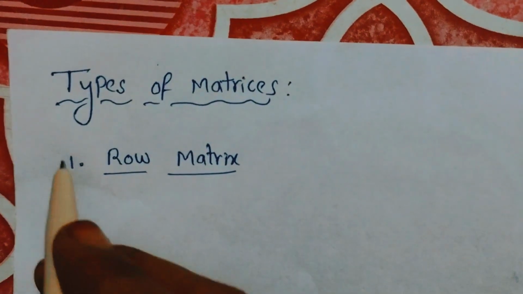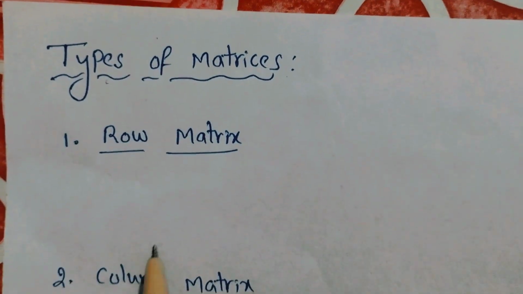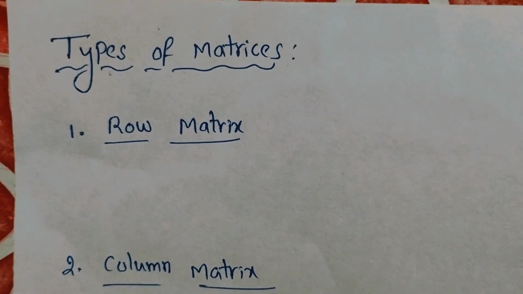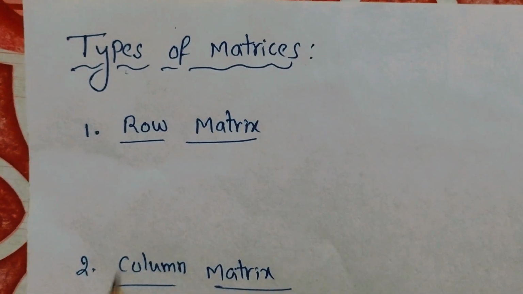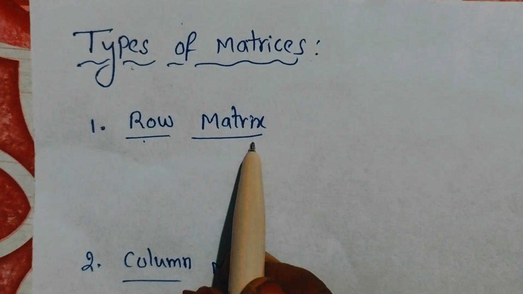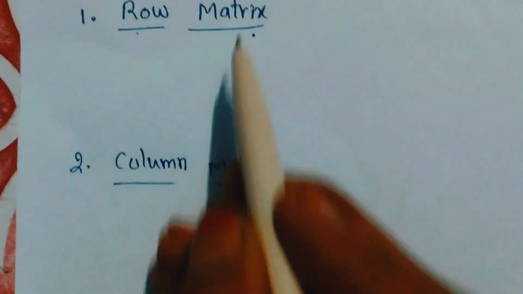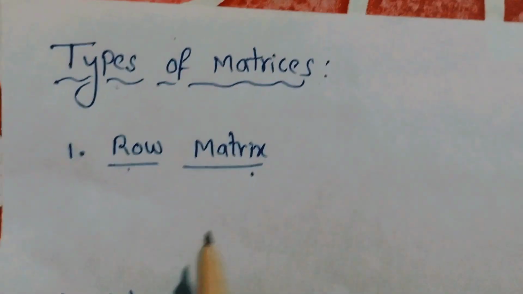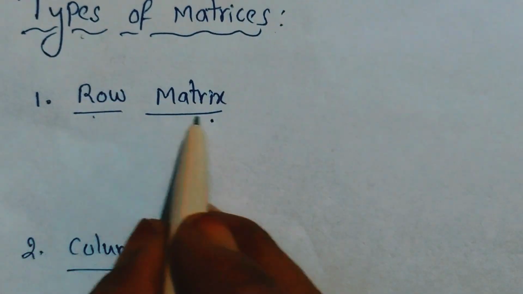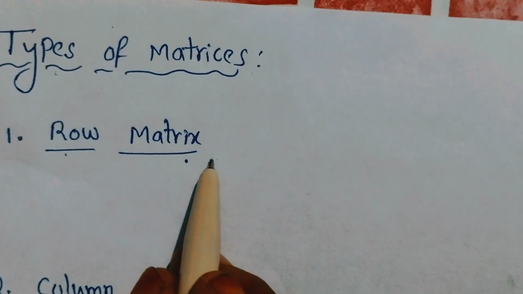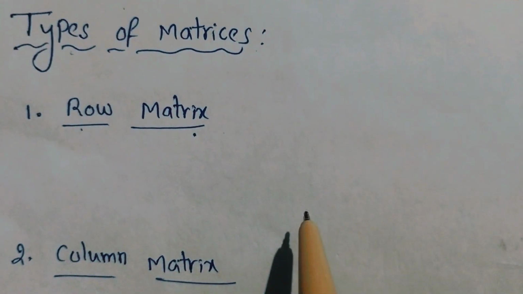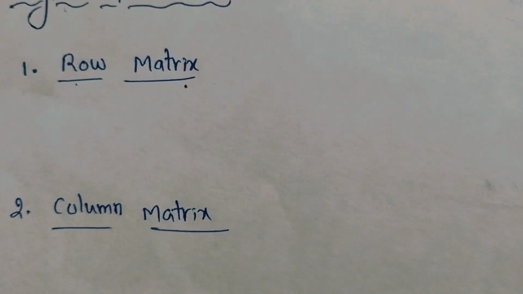Okay, we move on to the types of matrices. First we learn the simple types of matrices. So how many types of matrices do we have? Some of them: row matrix, column matrix, square matrix, rectangular matrix. We have different types of matrices. First of all, the row matrix. Rectangular and square matrices we will discuss next.